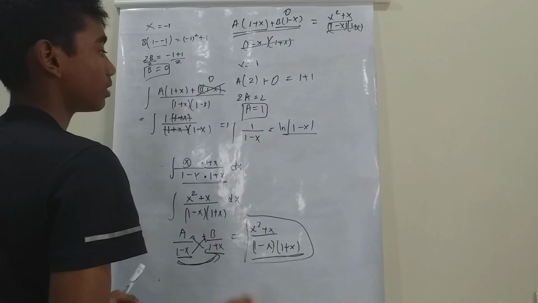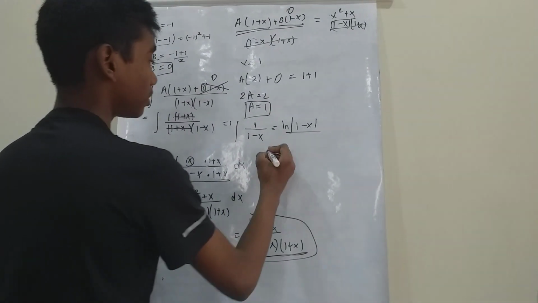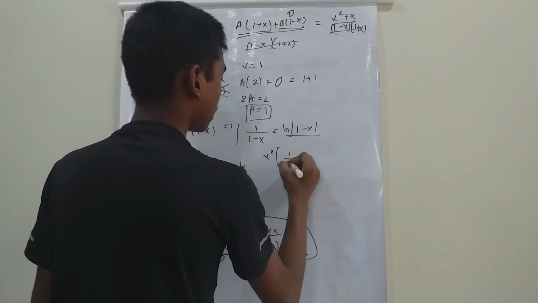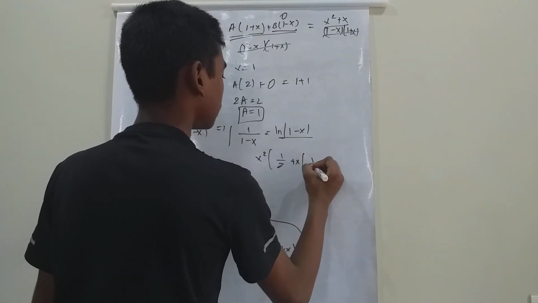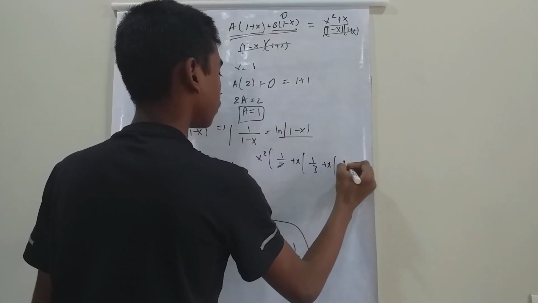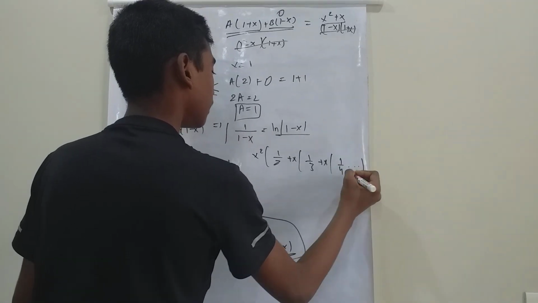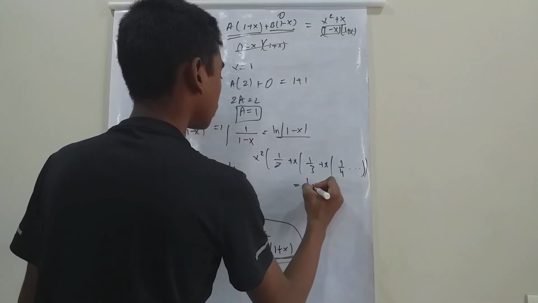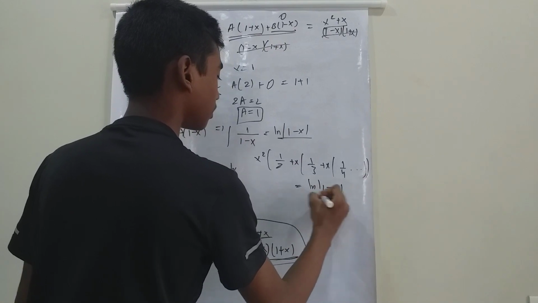So x plus x squared times a half plus x cubed times 1/3 plus x to the fourth times 1/4 and so on equals the natural log modulus of 1 minus x. So this is our answer.